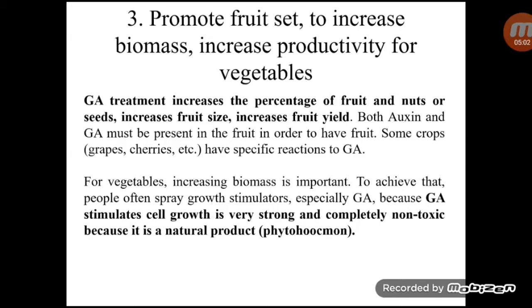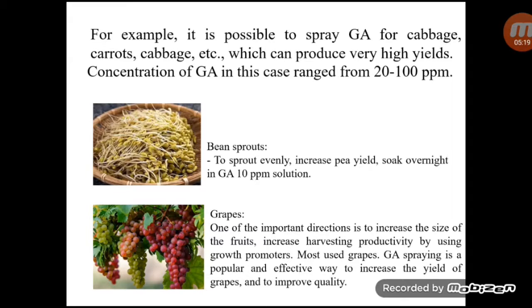To achieve that, people often spray growth stimulators, especially GA, because GA stimulates cell growth very strongly and is completely non-toxic because it is a natural product. For example, it is possible to spray GA on cabbage, carrots, etc., which can produce very high yields. Concentration of GA in this case ranged from 20 to 100 parts per million. For example, you can spray GA on beans to sprout evenly to increase pea yield.